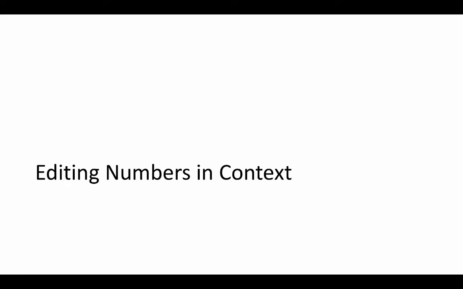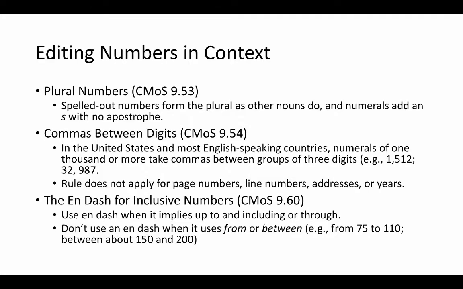Now numbers in context. To make them plural, spell out the numbers to form the plural as you do normally for any other plural. When you're going to add it to a numeral, add an S, but don't use an apostrophe. For commas between digits, most countries will put commas between groups of 3 digits, like 1,512,632,987. But this rule does not apply for page numbers, line numbers, addresses, or years.